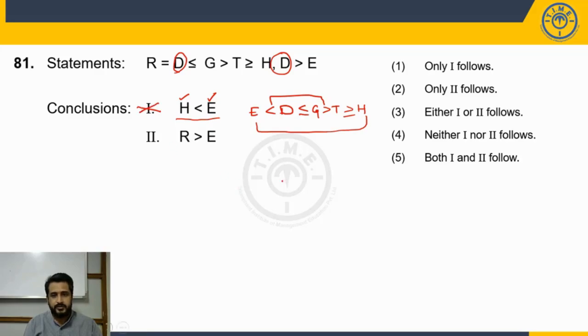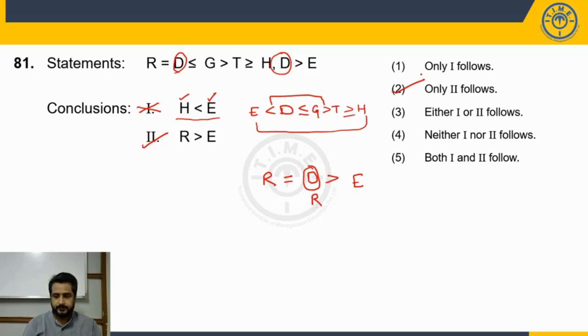Now come to conclusion 2. First R and E, right as it is, R, E in the same order. Now what is the common term? D. So let us try to identify the relation between R and D. What is the relation between R and D? R is equal to D. What is the relation between D and E? D greater than E. So R greater than E, since R equals D, and in the place of D I can place R. So R greater than E. So the second conclusion follows. So only 2 follows. Choice 2.